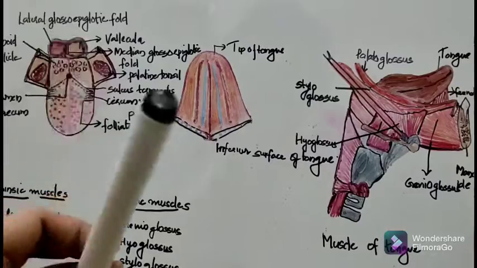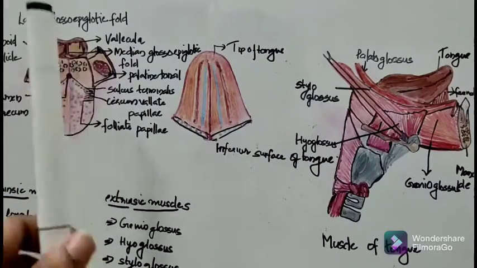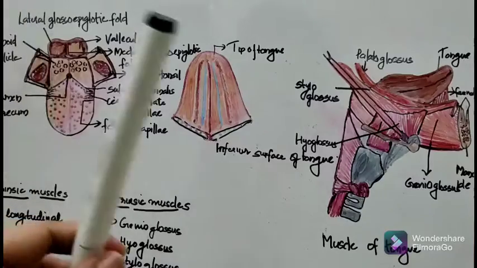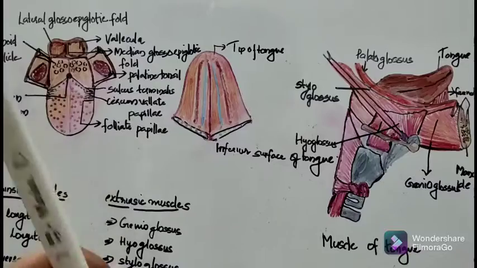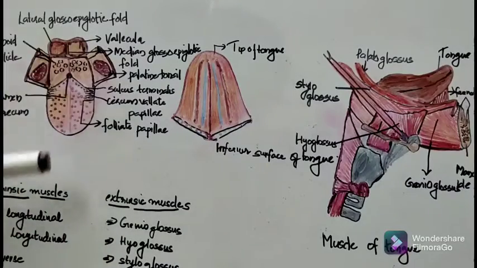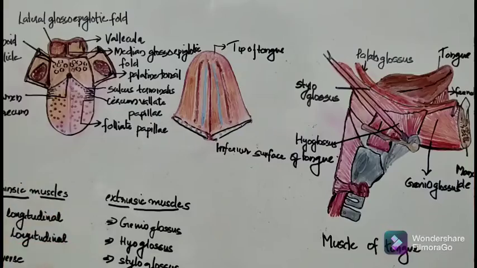So the four types of papillae that are present in the tongue are the foliate papillae, circumvallate papillae, filiform papillae, and also the fungiform papillae. So these are the four papillae. They are present only in the anterior two-thirds of the tongue. They are not present in the posterior one-third. In the posterior one-third there is the lymphoid follicle that we have already discussed in the previous video.